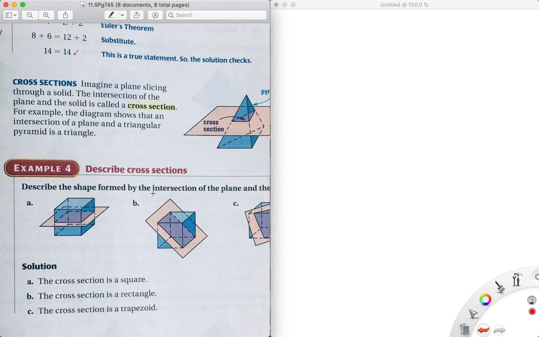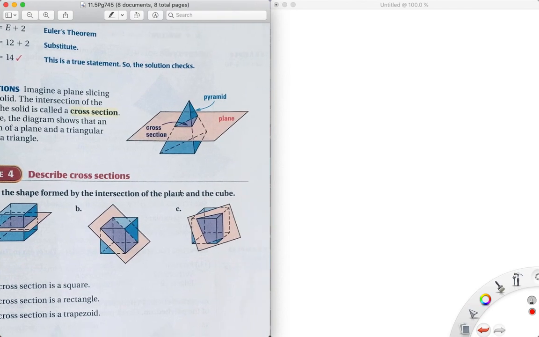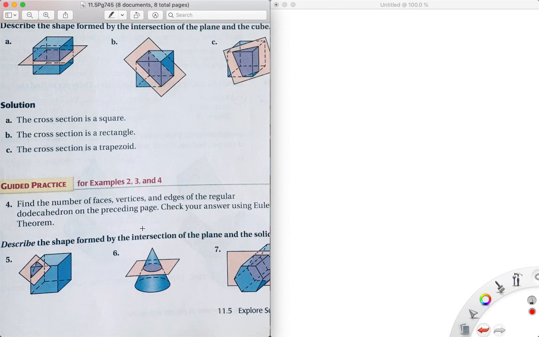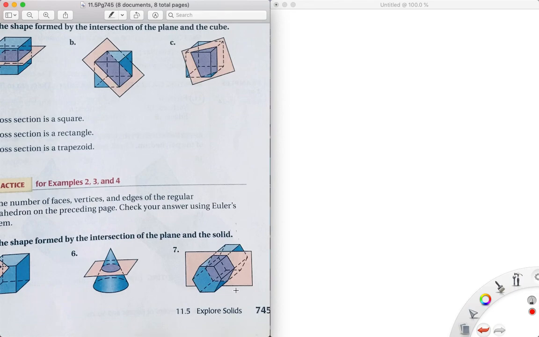Down here, we have a horizontal plane intersecting a cube, which forms a square. We have a diagonal plane intersecting a cube, which forms a rectangle. And then we have a sort of oblong plane intersecting a cube, and notice you have different size bases and sides, it forms a trapezoid. For number 5, this plane intersecting the cube is forming a triangle. This plane is intersecting the cone, and it forms a circle from that intersection. And then this plane is intersecting a hexagonal prism, and it's forming a hexagon.